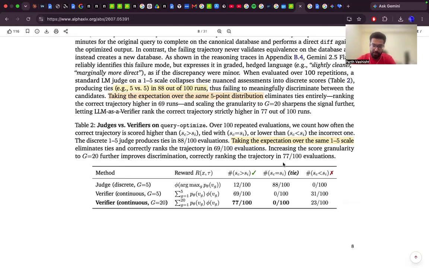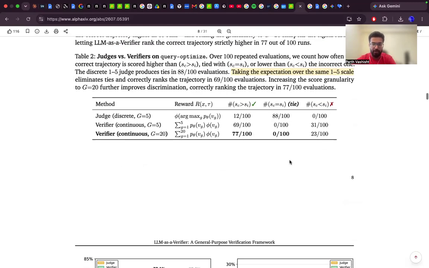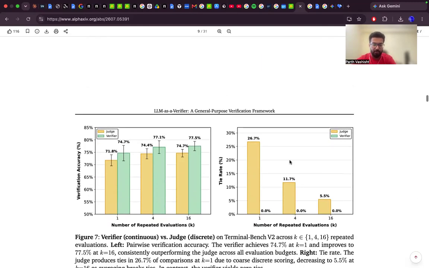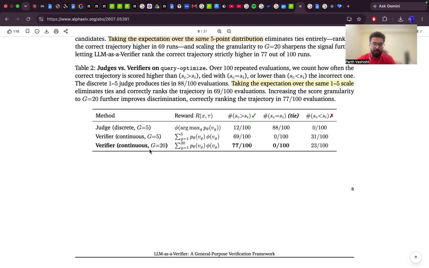Correctly ranking the trajectories in 77 out of 100 evaluations. So as we increase the number of scoring tokens that we have, we improve the evaluation. Increasing the score granularity to G equal to 20 further improves discrimination.